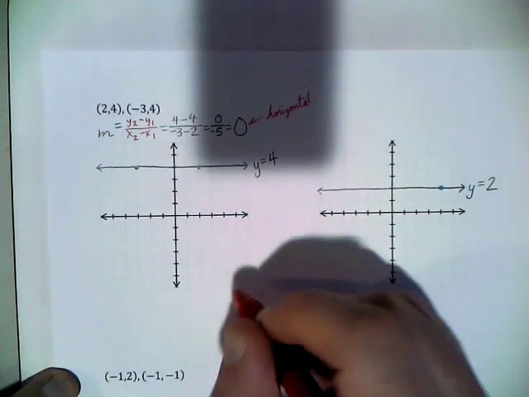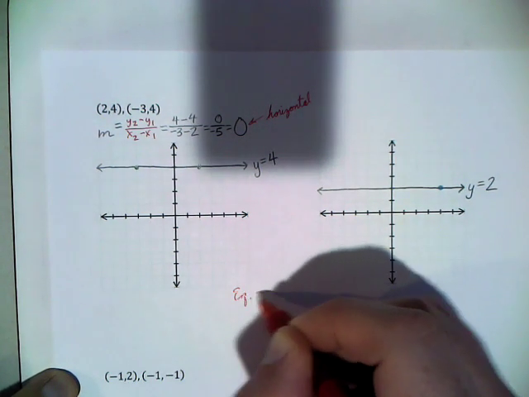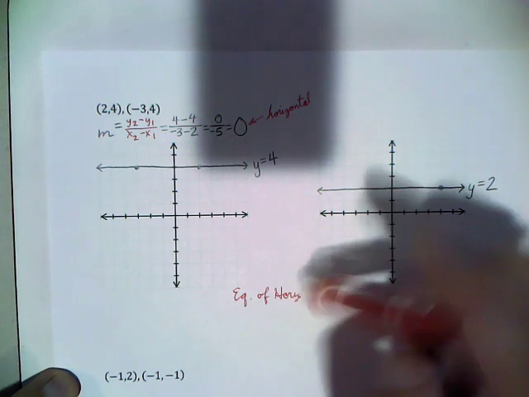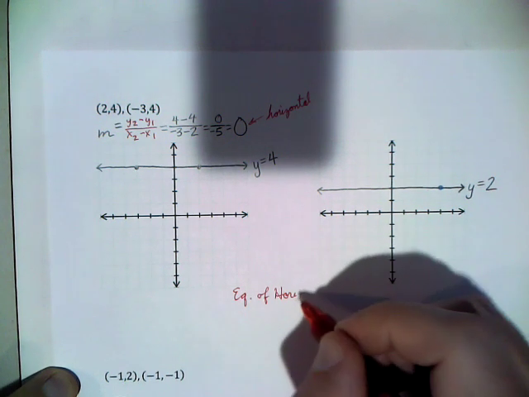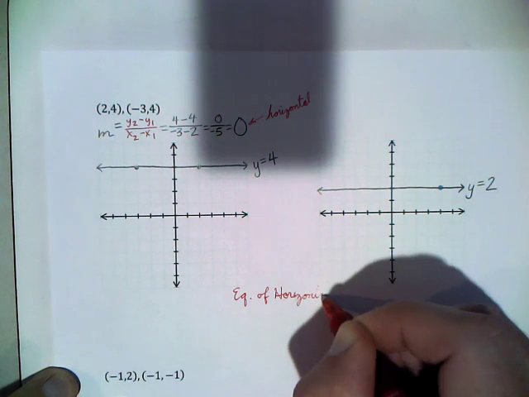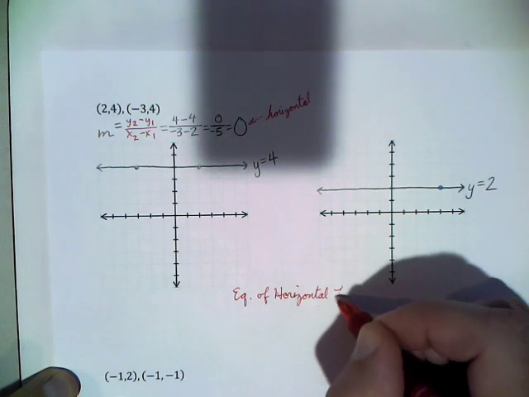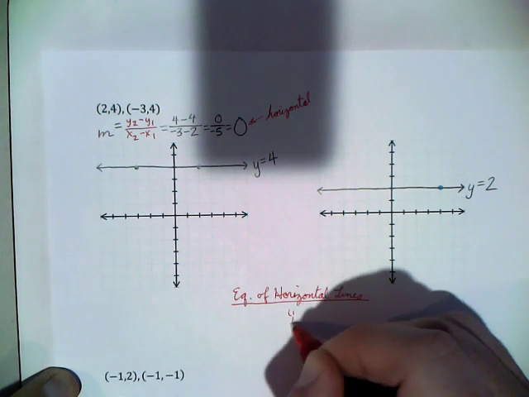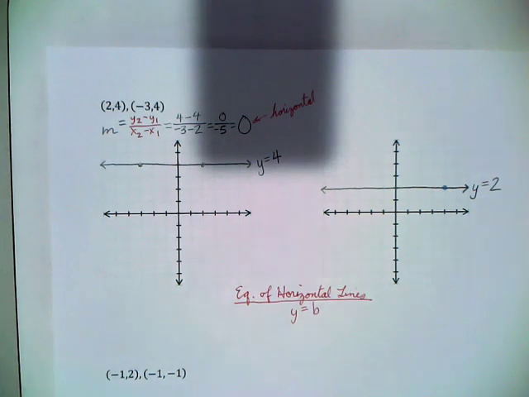So in general, the equation of horizontal lines is y equals b, where b is just some number. So very simple equations, just y equals whatever number, y always equals.